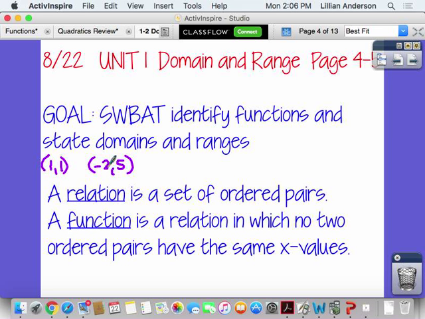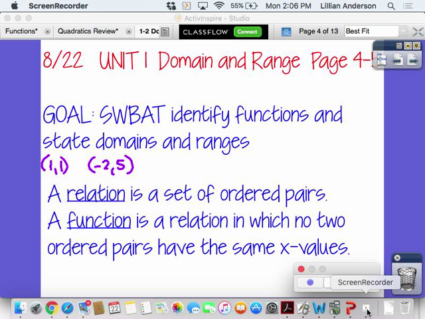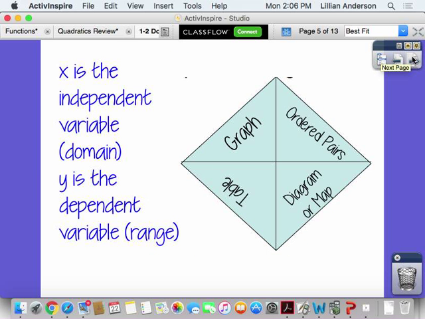Two main definitions here. But no matter what, you can always find the domain and range of these, whether it's a relation or a function. Okay? Now, x is the independent variable. So when you look at your ordered pairs, you have an x and you have a y. The x is the independent variable, also known as the domain. And then the y is the dependent variable, also known as your range.